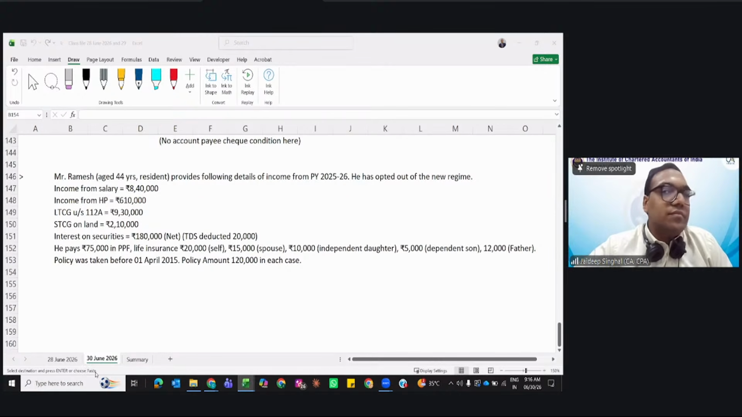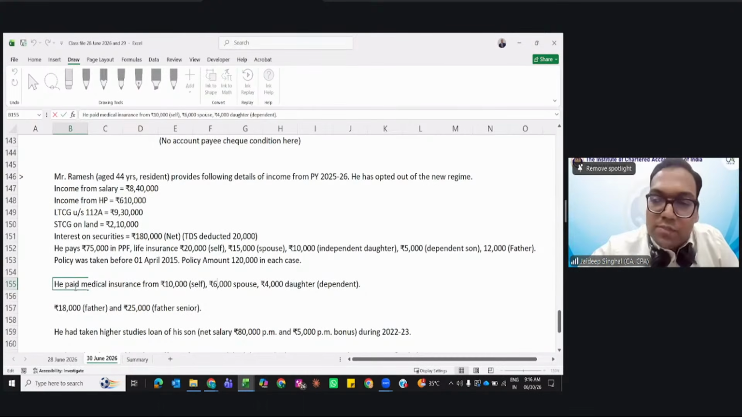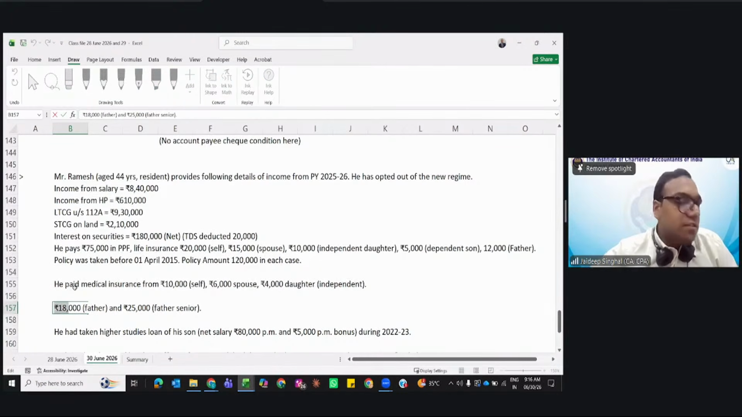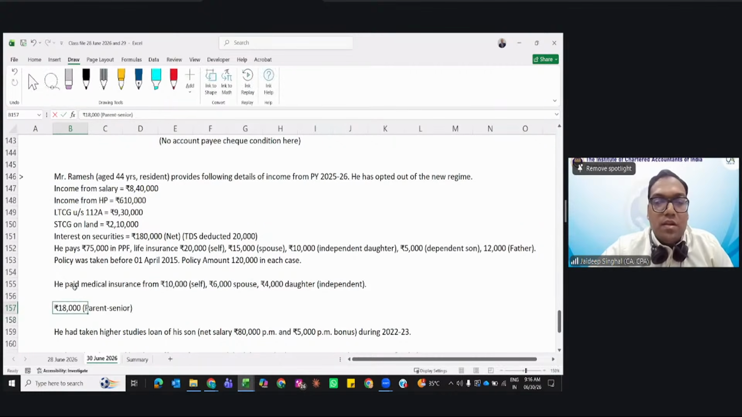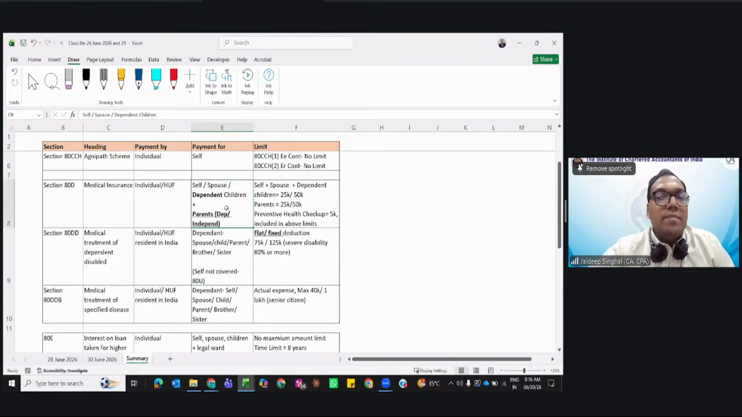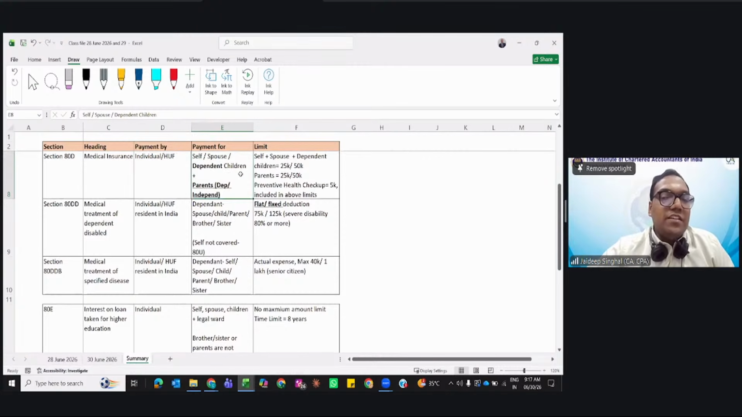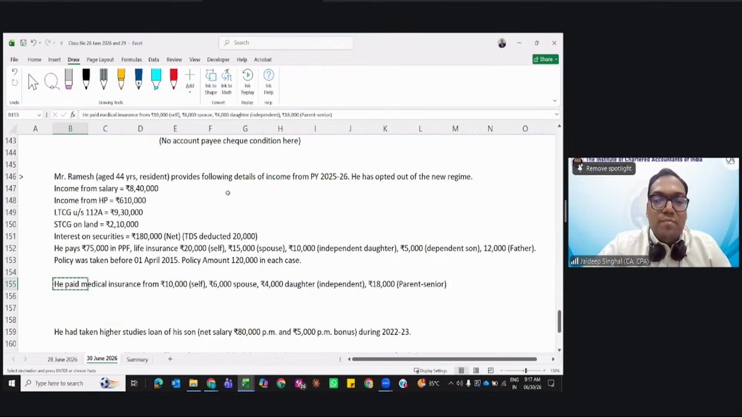Next, he paid the medical insurance: 10,000 for the self, 6,000 for the spouse, and 4,000 for the independent daughter. Is the independent daughter covered? And 18,000 is for the parent who is senior. In 80D, only the dependent children are covered, you forgot. Remember like this: here only children were there, dependent or independent. Here, children must be dependent, parents, independent doesn't matter. Parent is senior, right?